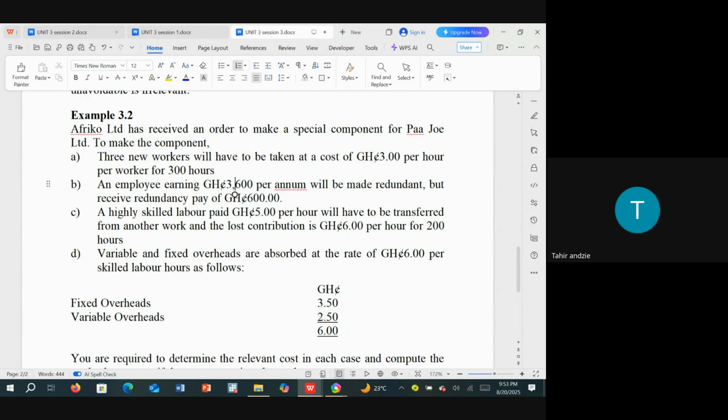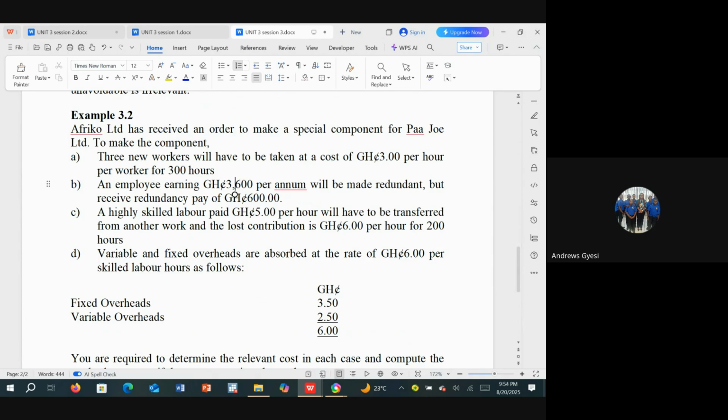Are you sure? Yes. So the workers are 3. So the 3 workers, and then the cost per hour, and then you multiply it by the total. So it's going to be 3 times 3 times 300. Is that it? Yes, sir. And that will be 2,700.